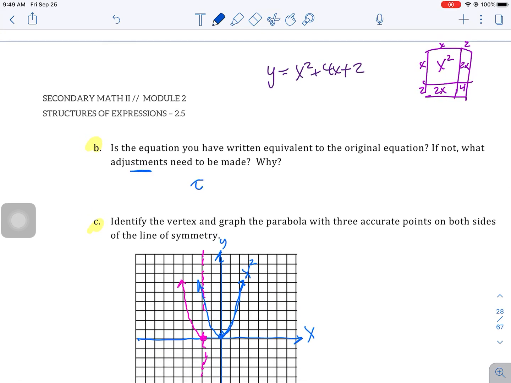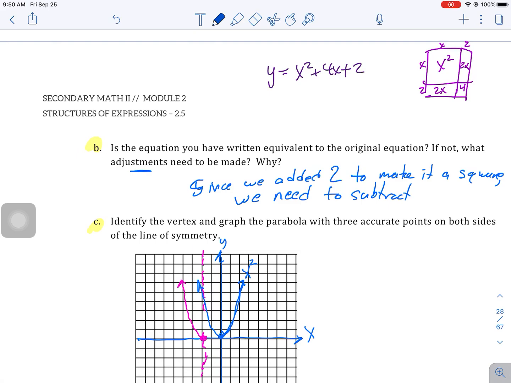Yeah. Since we added 2 to make it a square, we need to subtract 2 from the expression. And that's because you can't go from x to x plus 2, because x is not equal to x plus 2, so you need to go ahead and subtract 2.